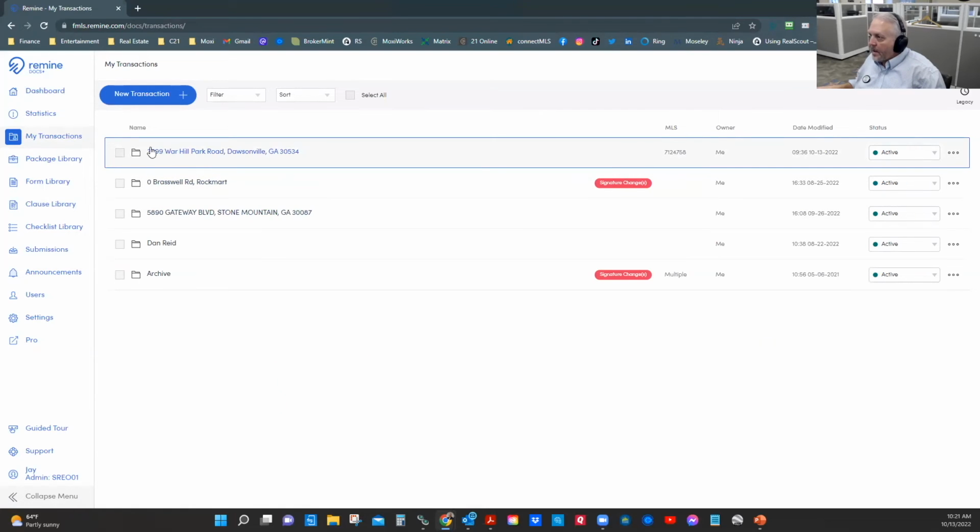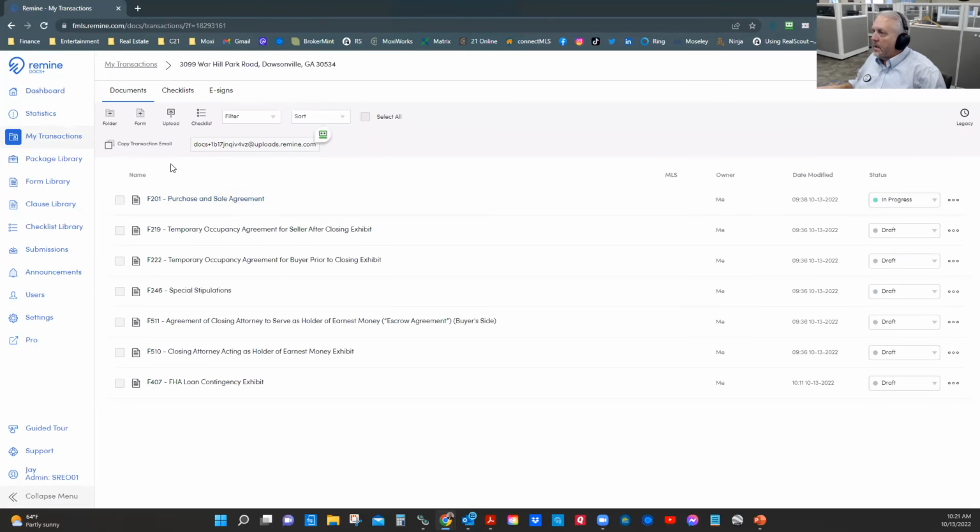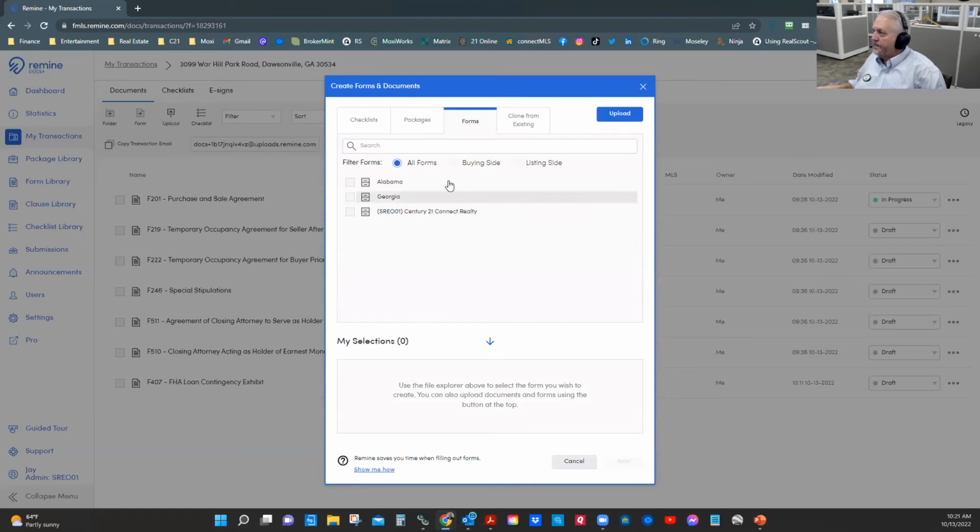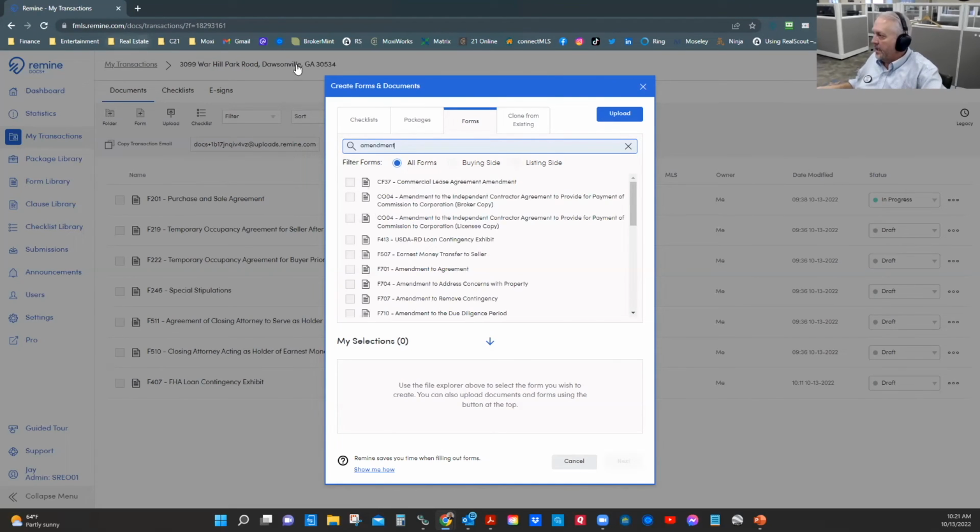So say, for example, I'm in one of these and I am looking to add a transaction in here. This one, I want to add an amendment. I'm going to add form. I'm going to come up to the search bar, type amendment. And here are all of the ones.